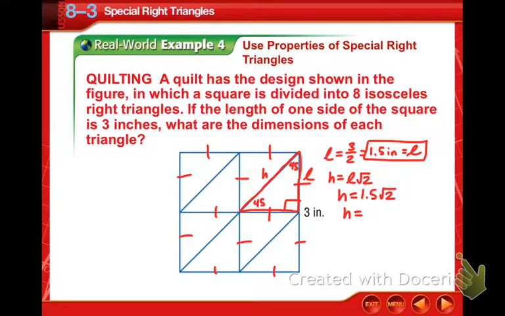So when we actually want to find out the numbers here, because we are talking about an actual dimension of something, that is going to be 2.12. And that's it. Got our two answers: the height and the hypotenuse and the length of the leg for all of these triangles here.